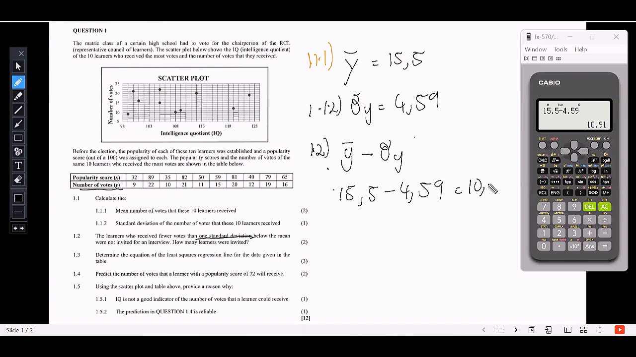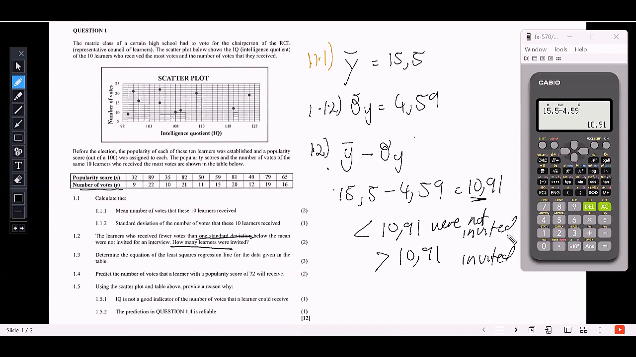Now the 10.91 is not your answer. What you want is all the values that are below this number. From the number of votes, the Y values, all the numbers below this number represent the ones that got fewer votes than that number. What are we trying to find? It's how many learners were invited. So the ones that got below 10.91 were not invited, and the ones that got greater than 10.91 were invited.